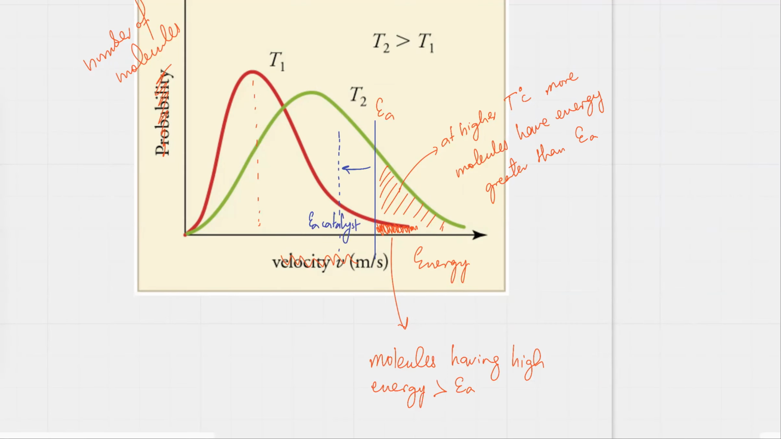Now you don't need that much energy. So when a catalyst is added, more particles can take part in the reaction. Even these particles can now take part in the reaction. So catalyst decreases activation energy.